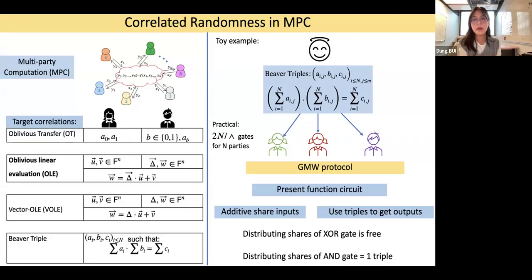So the problem here is that we need a trusted party to give each party the Beaver triple in advance. If you have a way to get the Beaver triples in advance, then you can start doing the GMW protocol in the online phase, and you get efficient MPC. So the problem is how we can efficiently generate the Beaver triples.